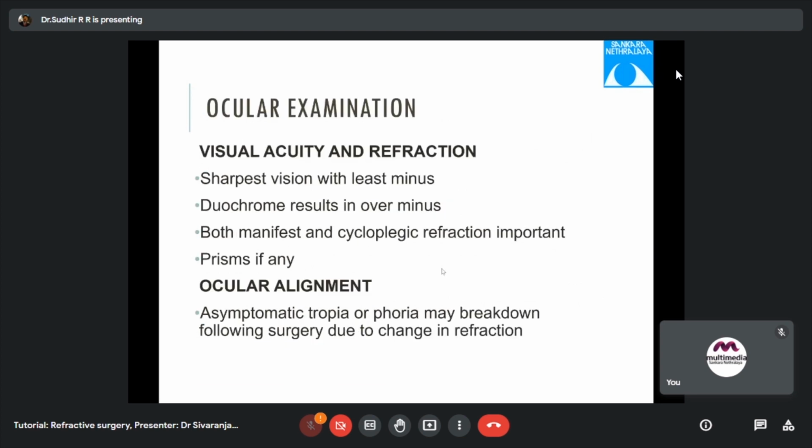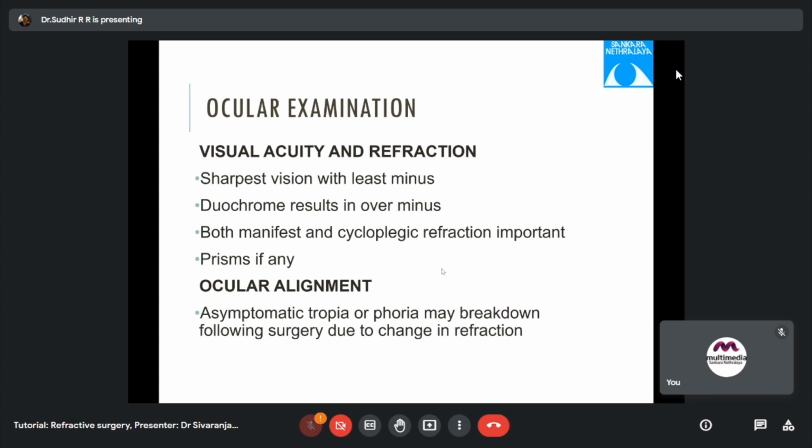Moving on to ocular examination, here visual acuity and refraction should be done. Best corrected visual acuity and unaided visual acuity should also be taken. Here, best vision with least minus is the goal for refractive surgery. Duochrome test should be avoided because it may result in over minus. Both manifest and cycloplegic refraction is important. Prism should be noted if anything is there.